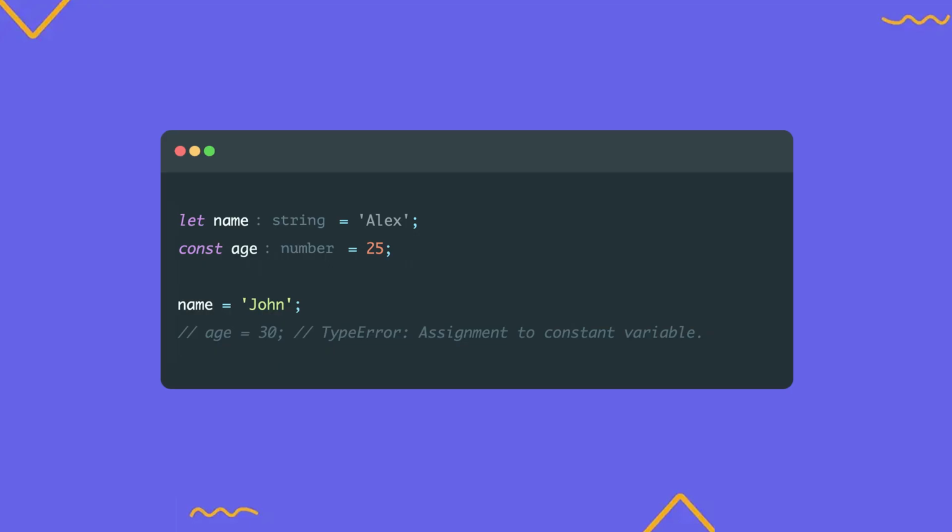Finally, the difference between let and const is that a variable declared with const becomes a constant, which means it cannot be reassigned. Attempting to do so will throw an error. However, while you can modify properties of an object declared with const, you can't completely reassign the object itself.